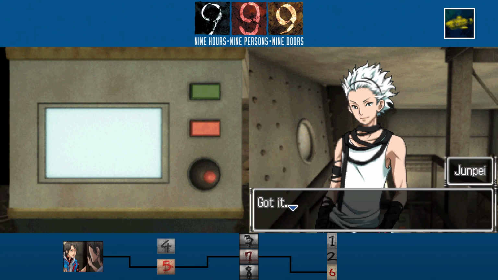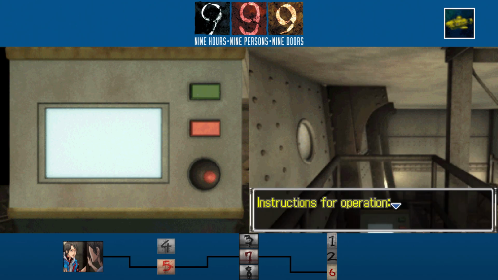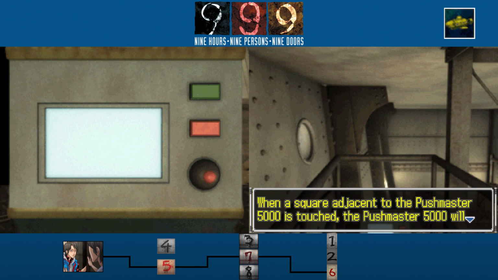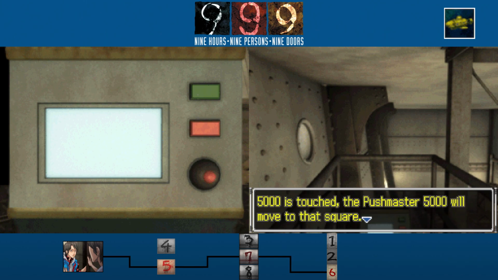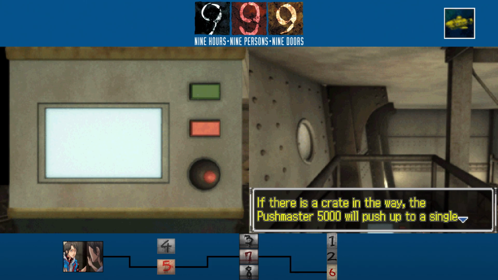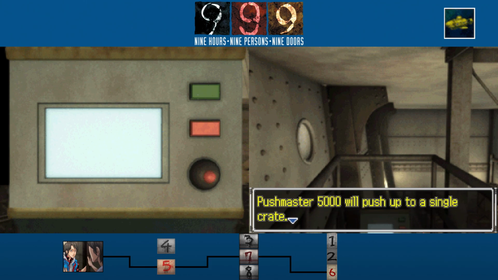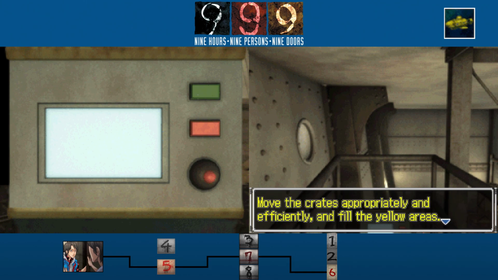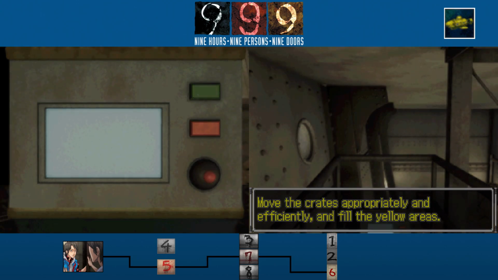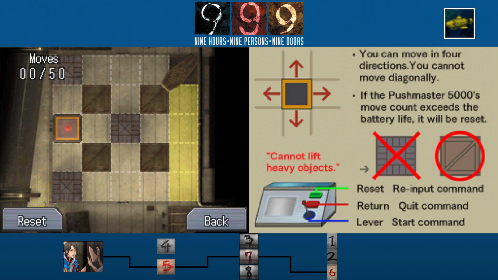Okay? Got it. Alright, instructions. When a square adjacent to the Pushmaster 5000 is touched, the Pushmaster 5000 will move to that square. If there's a crate in the way, the Pushmaster 5000 will push up to a single crate. Move the crates appropriately and efficiently and fill the yellow areas. Okay, so we need to figure out how to move all 4 crates into those yellow spots on the right in 50 moves. We cannot move the gray metal crates, we can only move the brown crates.